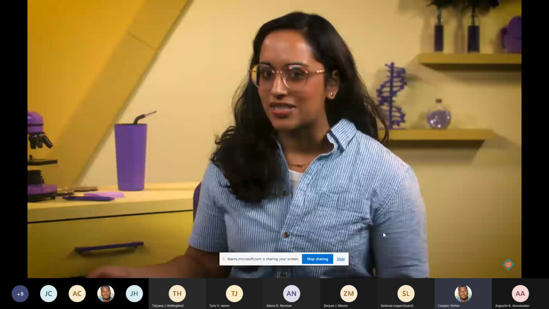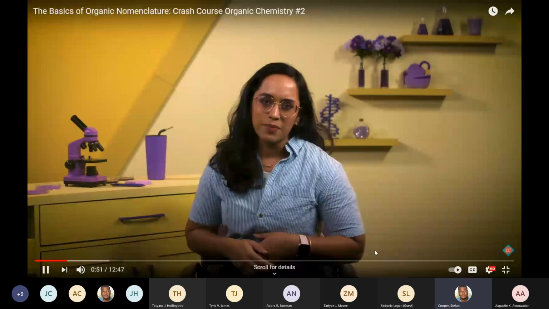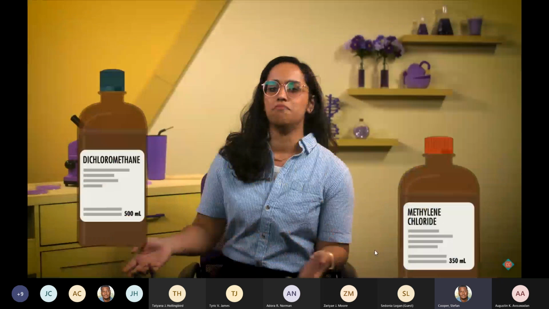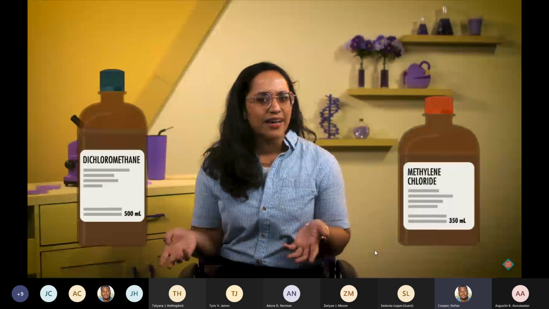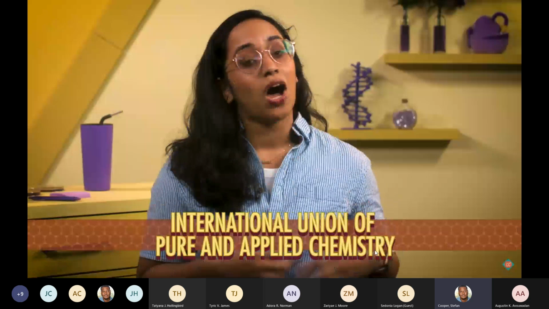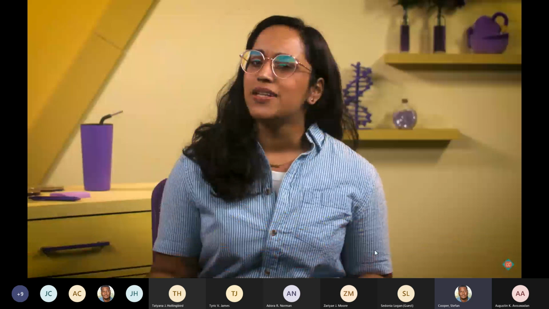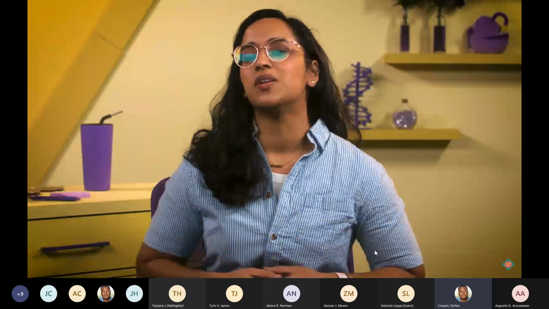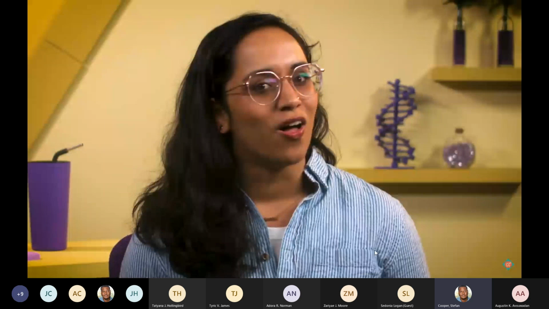Language is complicated, and it can be especially confusing in the chemistry lab. If we ask our lab partner to pass the dichloromethane and they hand us a bottle labeled methylene chloride, is that the same chemical or not? To unite the scientific community, the International Union of Pure and Applied Chemistry, otherwise known as IUPAC, was established in 1919. This group wanted to make sure that chemists around the world could communicate accurately. 100 years later, IUPAC is still the guiding organization for all things nomenclature. Thanks to them, we have some standard rules for naming organic chemicals.